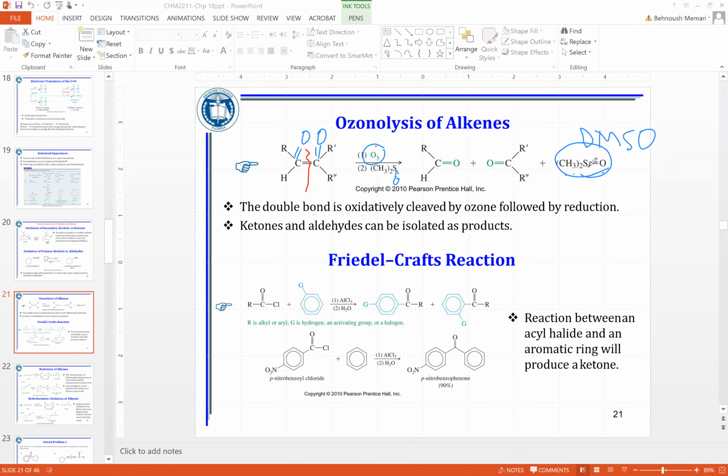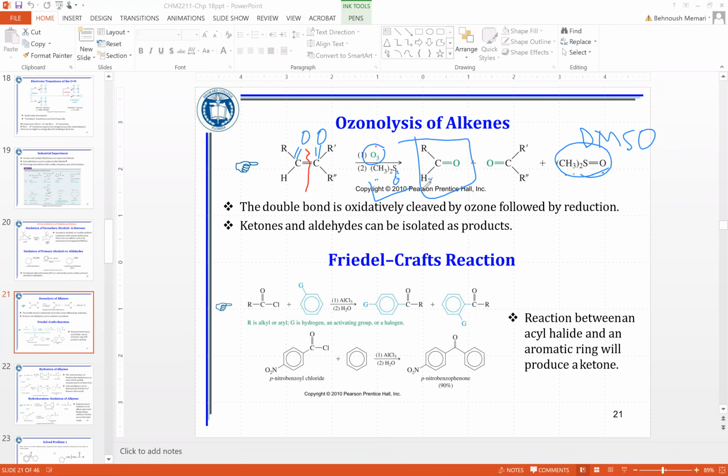It is a liquid, but dimethyl sulfide would oxidize, because it's like a reducing agent itself, it is going to be oxidized to DMSO. So basically it's going to consume the third oxygen. Otherwise, that third oxygen can go here and give you carboxylic acid. So it's very important to use dimethyl sulfide with the ozonolysis, because you want to keep this aldehyde as aldehyde.